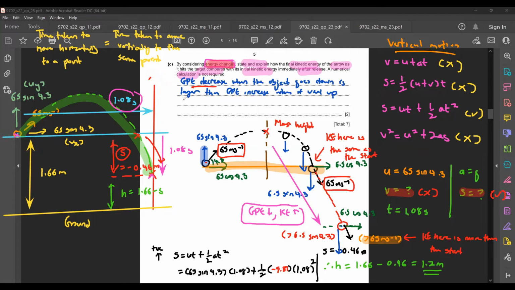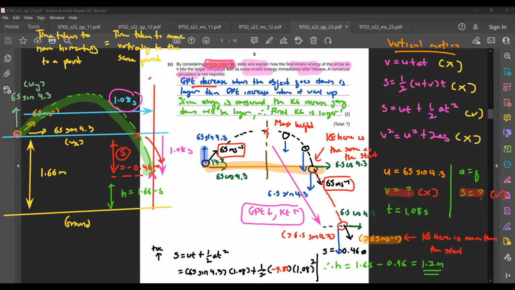So since energy is conserved, the KE increase going down will be larger. Therefore, final KE is larger. Okay, that's how I would word it now.